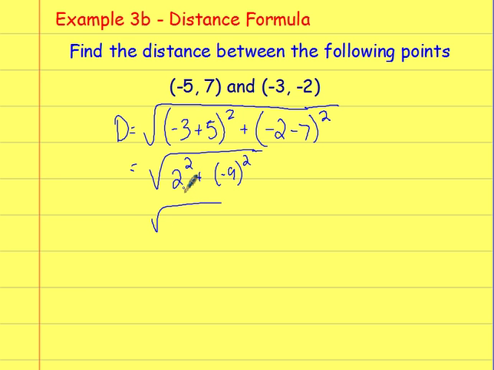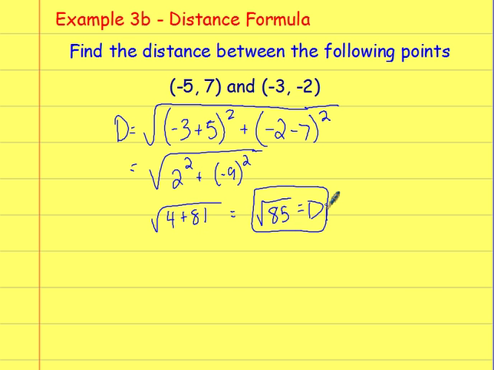So, 2 squared is what? 4. And negative 9 squared is what? 81. And of course, 4 plus 81 is 85. Can I break 85 down at all? The fact that it has a 5 means 25 would be my only option, right? And it's not, so then guess what? That's my answer.